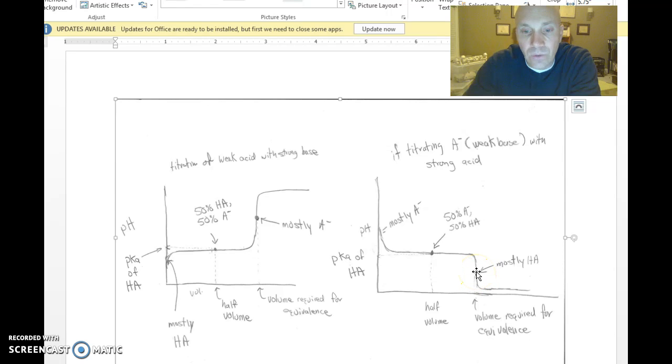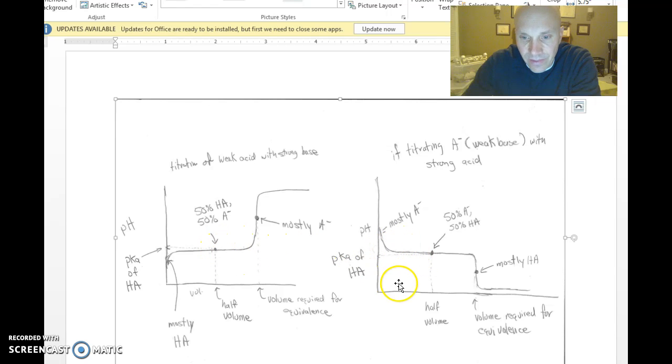Notice at the end of the previous titration, we had mostly A minus. At the beginning of this titration right here, we're going to have mostly A minus. At the end of this titration right here, since we're titrating it with a strong acid, we're now going to have HA. Remember, HA would be considered the conjugate acid of your starting weak base.